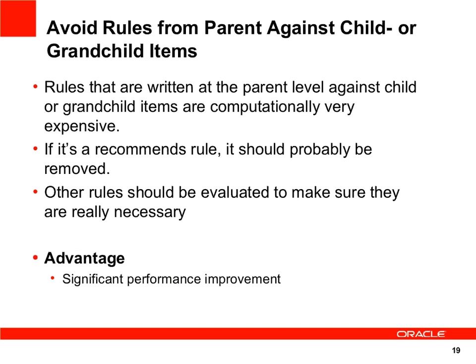Okay, next one. It's about avoiding rules from parent against child or grandchild items. You can also generalize this. You can say avoid rules which go through different levels, whether they are from child to grandchild or from rule to child. Basically, they are computationally very expensive, and you should always think about alternatives before you really need to set up such a rule. This can have a significant performance improvement.